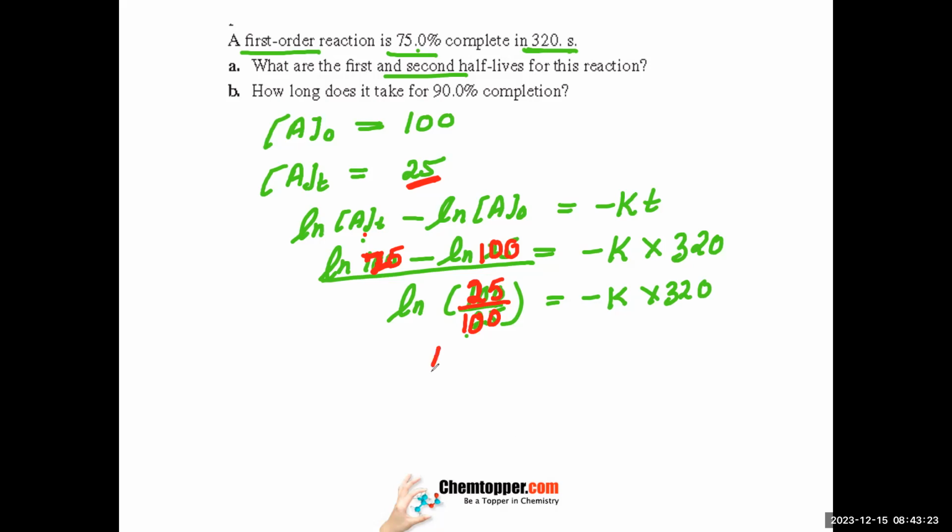Use your calculator and give me the value of k. All of you, please get the value of k. Now this k will be positive because this is minus. This answer is also minus. This number is less than 1. Natural logarithm or logarithm of less than 1 is always a negative number.